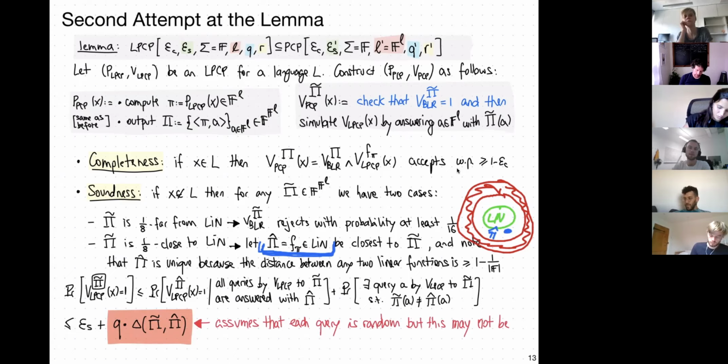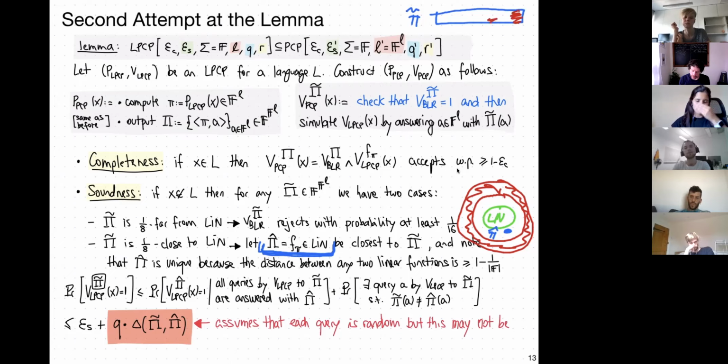Suppose that you had this purported proof, pi tilde. If this thing is very far from a linear function, then we'll reject by the BLR test, the linearity test. If not, it means that there is only a small number of places where there is error. And now what is the probability that I will succeed in my test? If it happens to be the case that I just query the good places where there is no corruption, then obviously I will succeed, because it's as before.